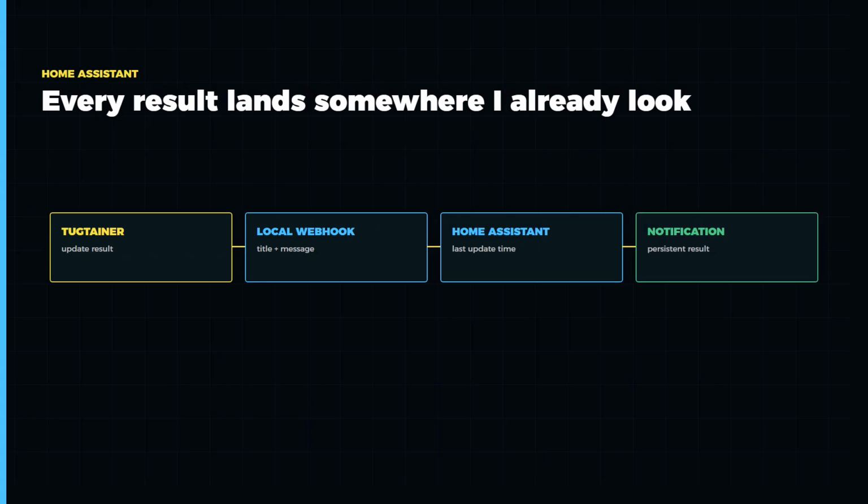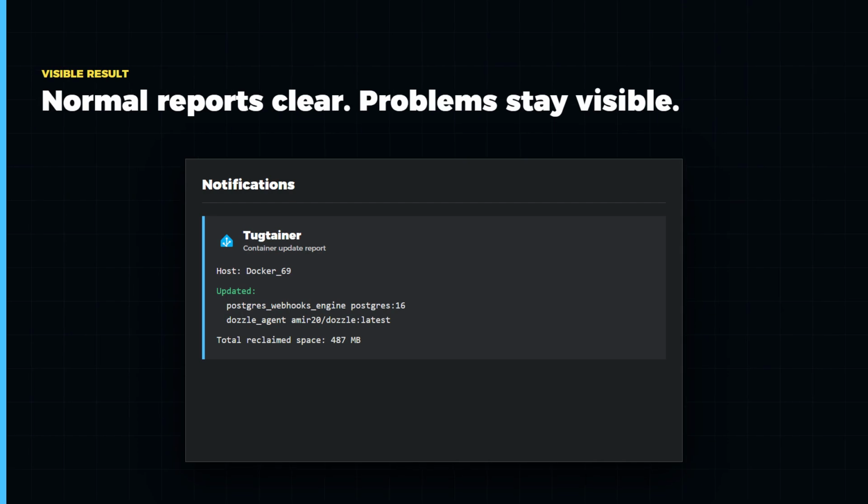Tugtainer sends every result to a local Home Assistant webhook. Home Assistant records the last update time and turns the report into a persistent notification. That gives me the full result inside the interface I already use. A normal report shows the updated containers and reclaimed space. A problem report keeps the failed or rolled back service visible until I deal with it. The notification shown here is a sanitized example built from a real Tugtainer report. The actual automation passes the title and message from the webhook straight into Home Assistant.